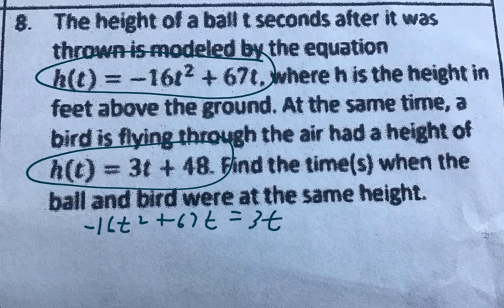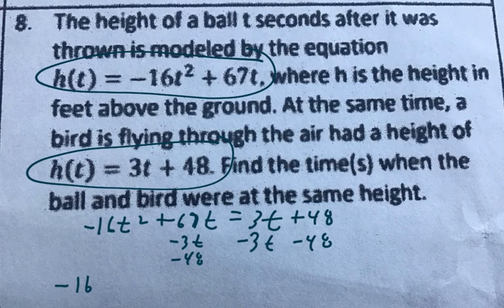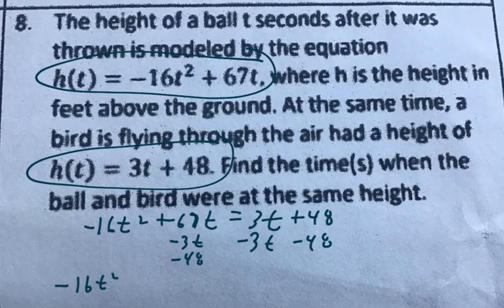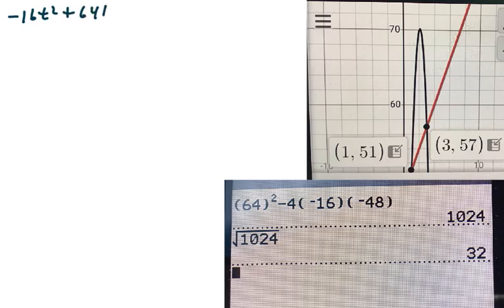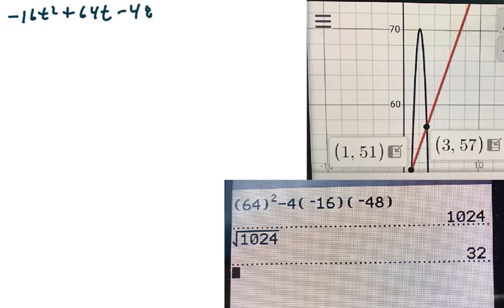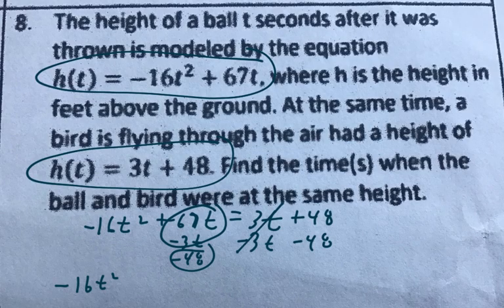So notice I'm setting each equation equal to each other. All right? So now to solve this one, I have to minus 3t both sides and minus 48 both sides. So I have negative 16t squared. Let's go ahead and put this on the next screen. Negative 16t squared. 67 minus 3 is a positive 64t. And a minus 48. And that now equals 0 because 3 minus 3t is 0. 48 minus 48 is also 0.